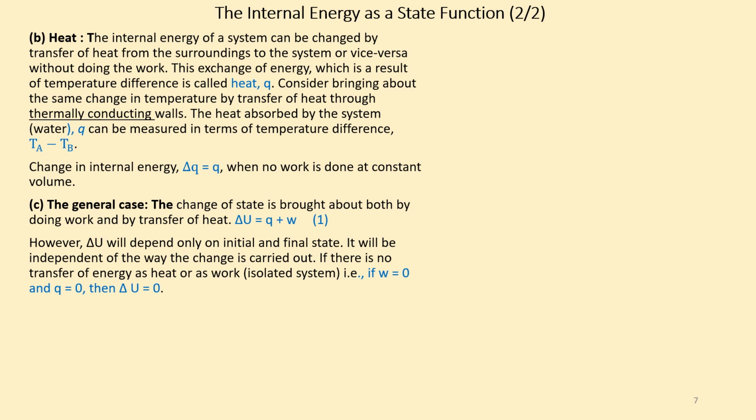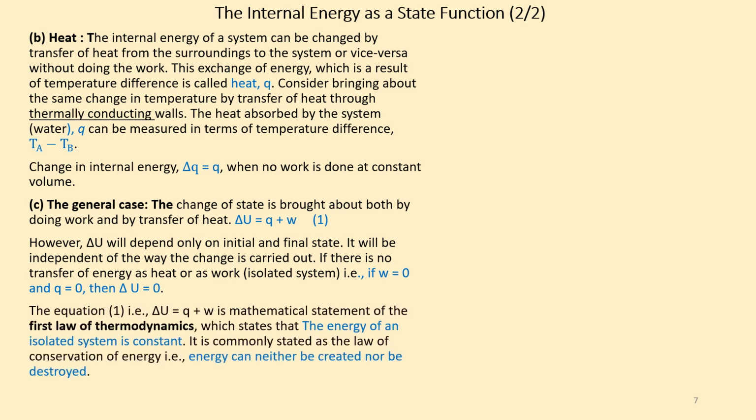If there is no transfer of energy as heat or as work, that is, for an isolated system, if W equals 0 and q equals 0, then delta U equals 0 in equation 1. Thus, equation 1, delta U equals q plus W, is the mathematical statement of the first law of thermodynamics, which states that the energy of an isolated system is constant. It is commonly stated as the law of conservation of energy. That is, energy can neither be created nor destroyed.